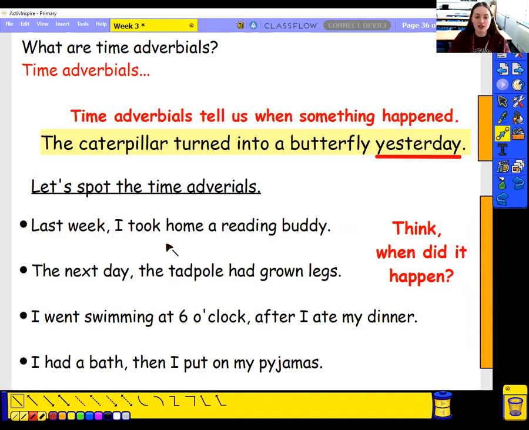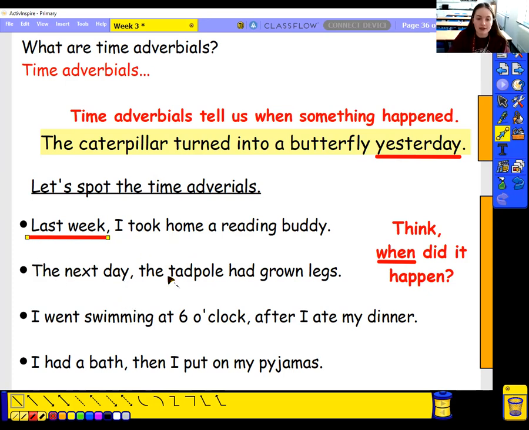Last week, I took home a reading buddy. What is the time adverbial in this sentence? Remember, it's when something happened. Fantastic, it's last week. Well spotted, year 2. That was what I did last week. Last week is our time adverbial. Brilliant. Let's read the next sentence.